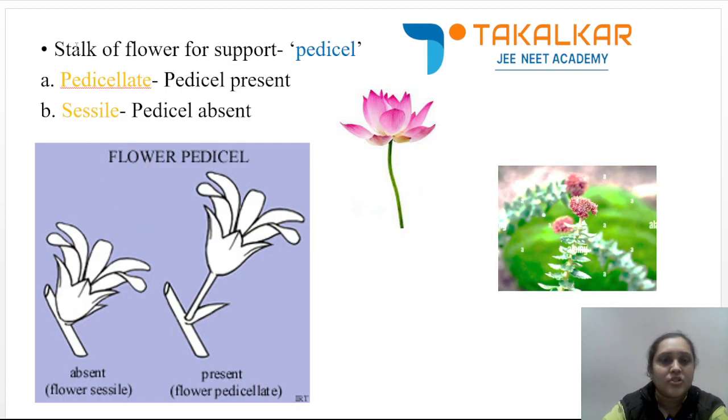Now, next, the stalk of the flower is called pedicel. So if the flower has a pedicel, it is called a pedicellate flower. And if the flower does not have the stalk, then it is called a sessile flower.